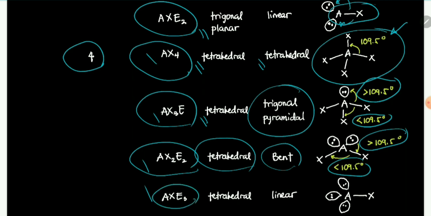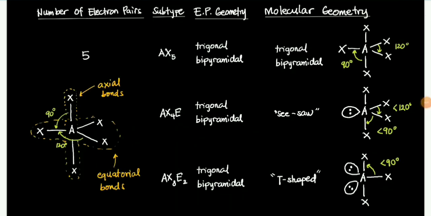So, finally, we have AXE3. So, that's tetrahedral pa rin, pero linear na siya kasi isa na lang yung ligand or isa na lang yung bonding pair. Okay? So, let's proceed to molecules with 5 electron pairs. So, kapag lahat ng electron pairs na yon ay bonding pairs, we have AX5. So, the electron pair geometry and molecular geometry are both trigonal bipyramidal.